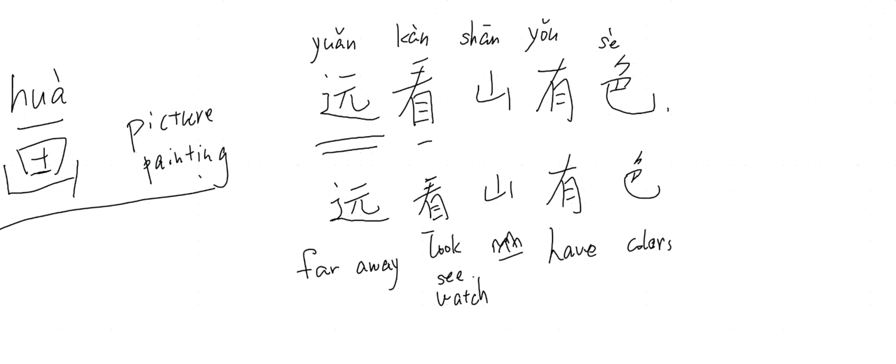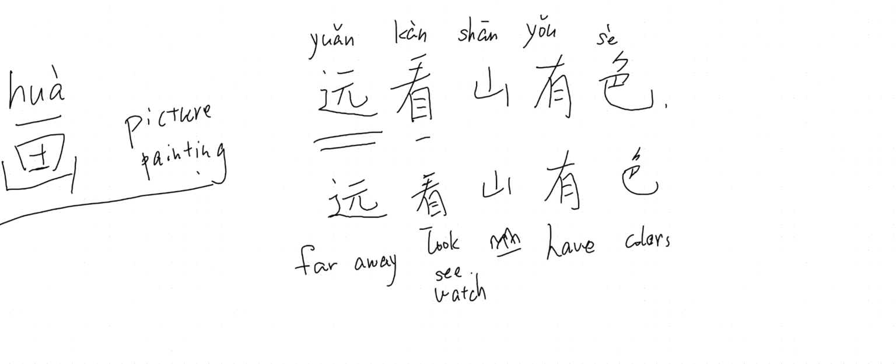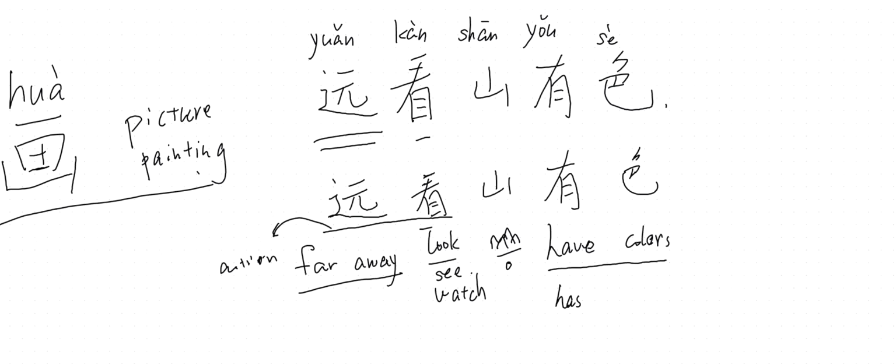远看山有色. There's an action here: see it from far away. So the mountain has colors. That's the first sentence. See it from far away, I can see there are colors on the mountains. The mountains have colors.